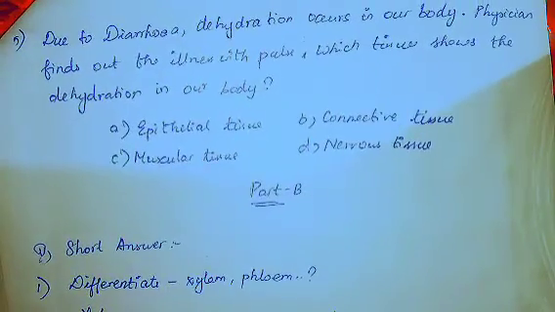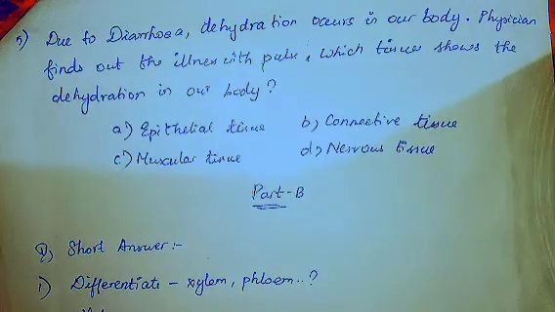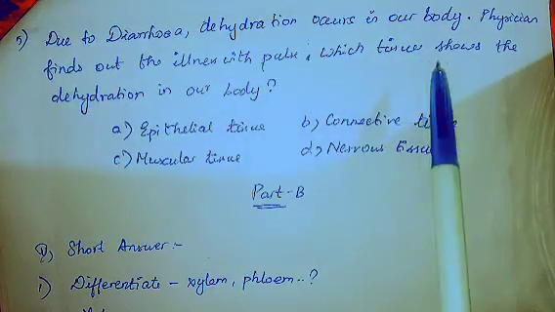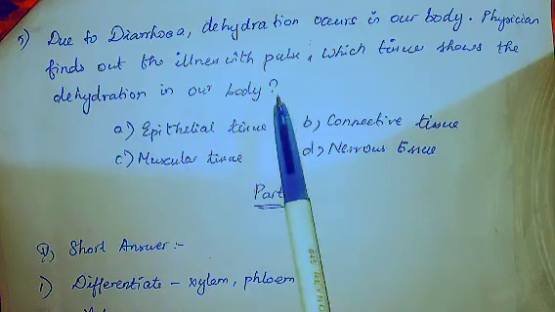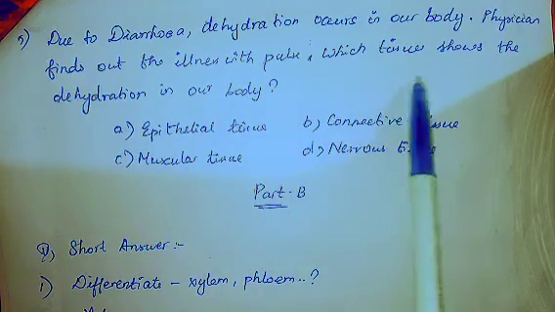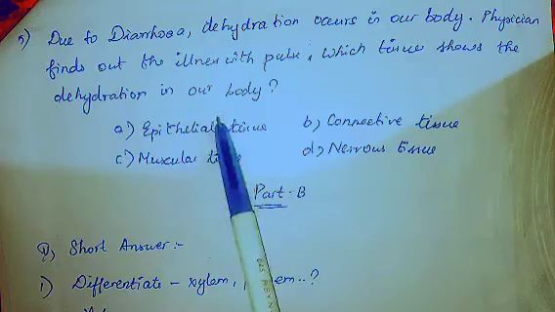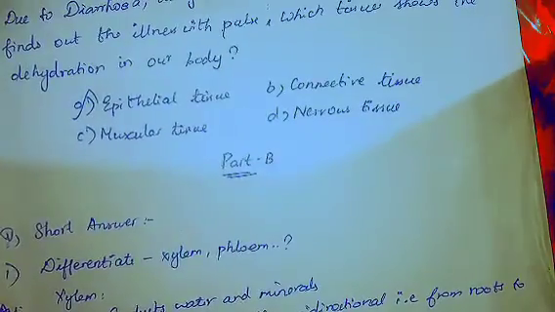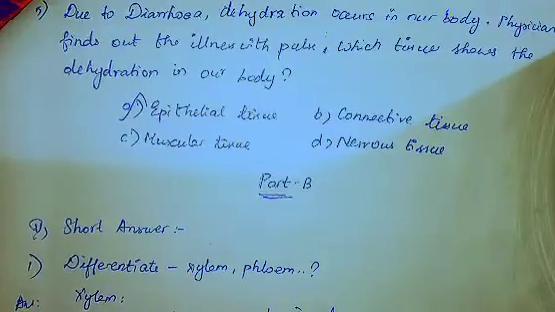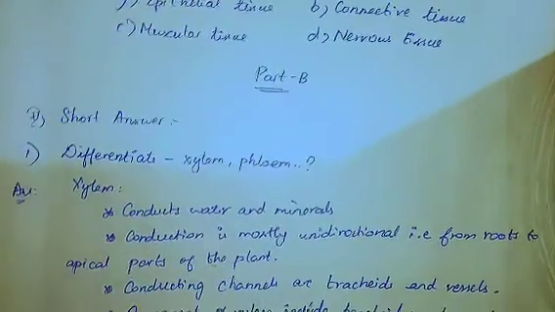Fifth one, due to diarrhea, dehydration occurs in the body. The physician finds out the illness with the pulse. Which tissue shows the dehydration in our body? The answer is A option, epithelial tissue. Then part B, short answer.